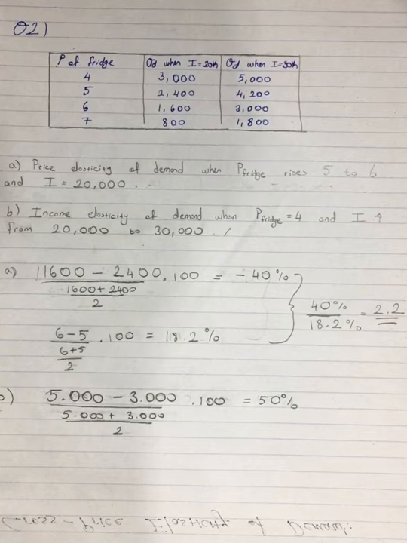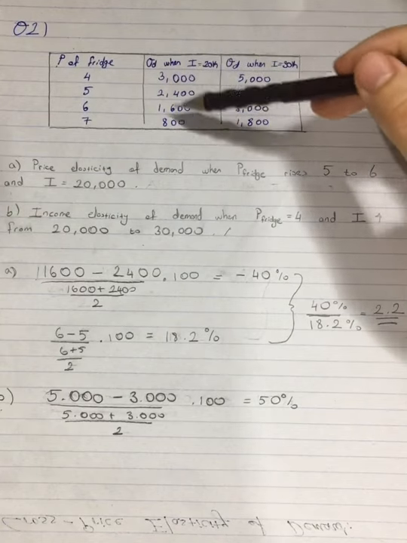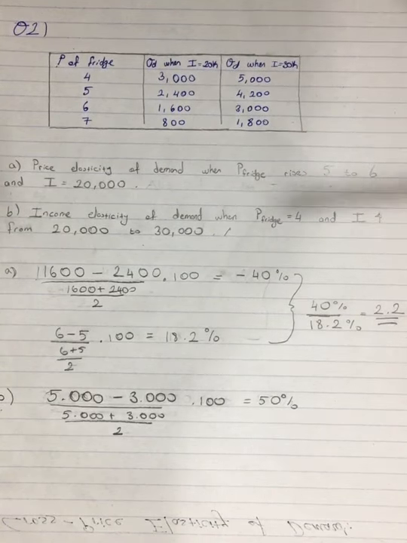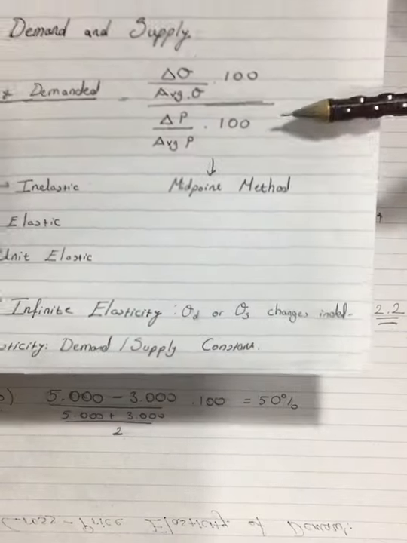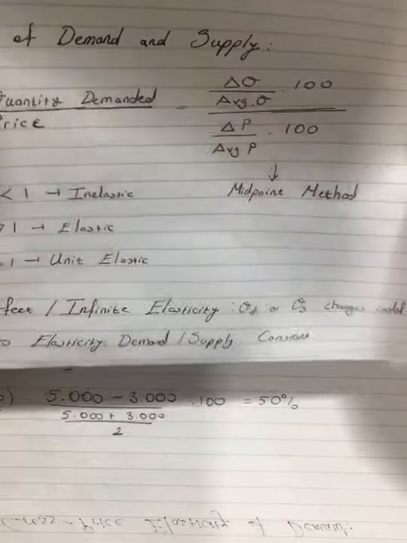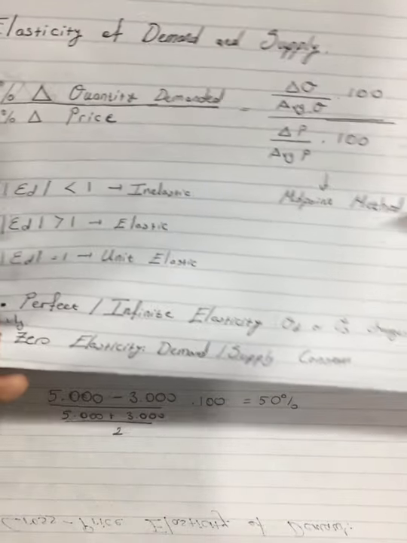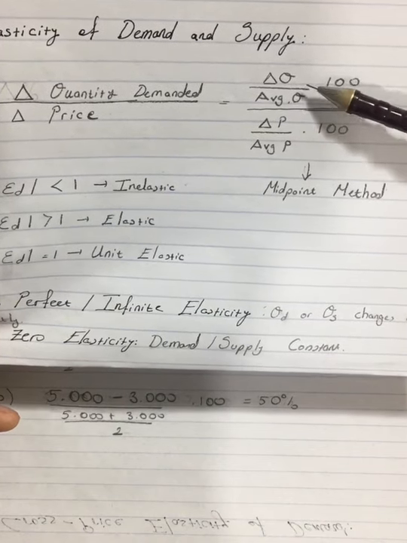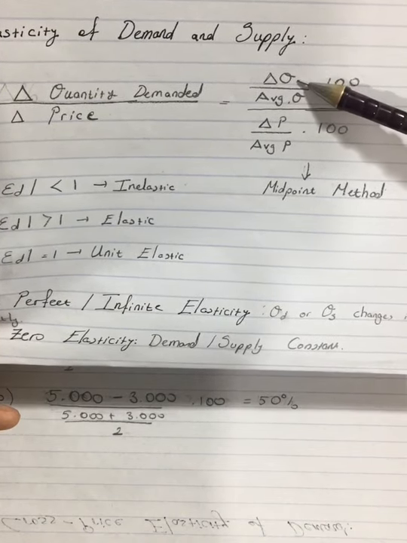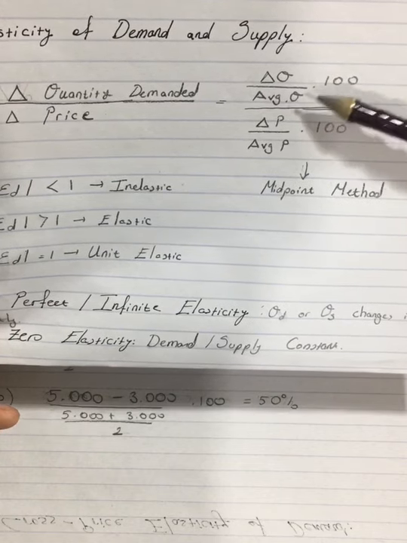In part A, it says, what's the price elasticity of demand when the price of the fridge rises from 5 to 6 and income is 20,000 liras? So when income is 20,000 liras, we have to look at this part. When finding price elasticity of demand, I will use the midpoint formula, as you can remember from the first part. This is the midpoint method. The percentage change in the quantity demanded is the change in the quantity over the average quantity times 100.